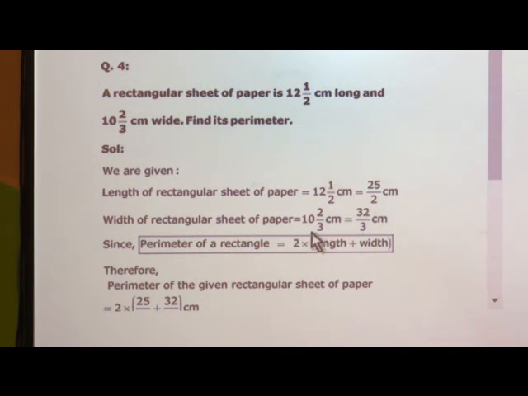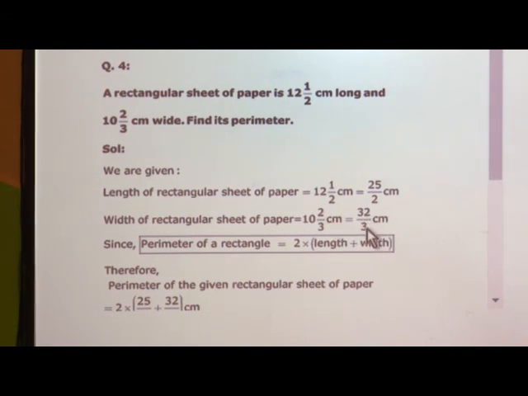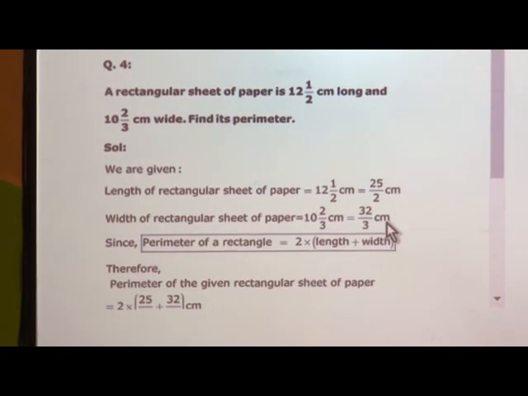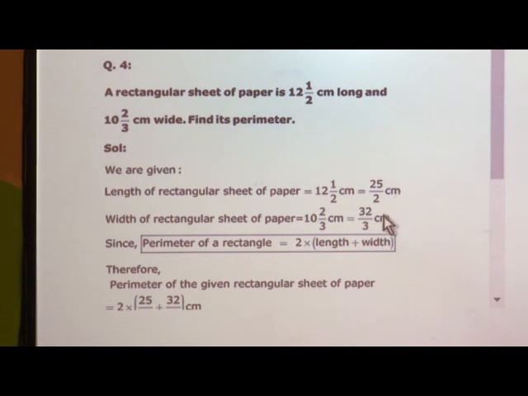Here in the other statement also, we have a mixed fraction. Again we have to convert it into an improper fraction. Similarly, what we did for the length, here again we multiply 10 by 3, 10 3s are 30, plus 2 is 32 by 3, or you can say 32/3. Again see, here we have similar units, so no need to worry. We can do addition or subtraction because we have similar units.